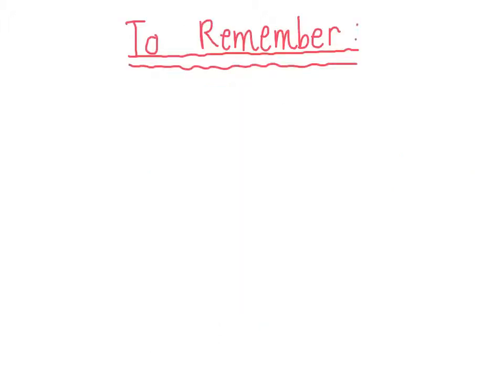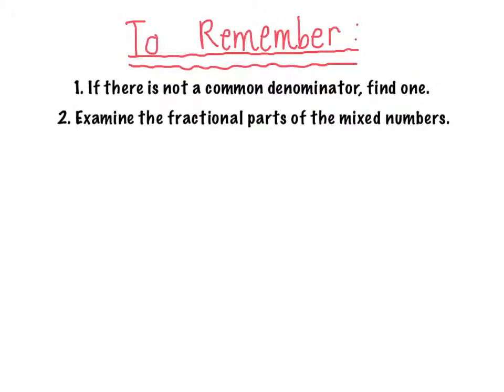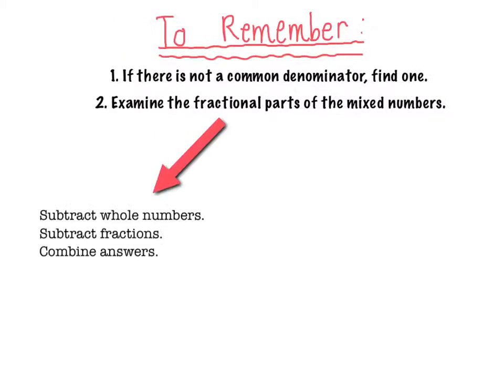All right, so here are some things to remember. Your first job is to figure out if you have a common denominator or not. If you do not have a common denominator here, you want to find one. If you already have a common denominator, then this step is easy because it's already done for you. The next thing you want to do is examine the fractional parts of the mixed numbers to decide if you need to change them to improper fractions or not. If you can just subtract as is, then you'll follow this path. You'll subtract your whole numbers, then you'll subtract your fractions, and then you can just combine your answers.